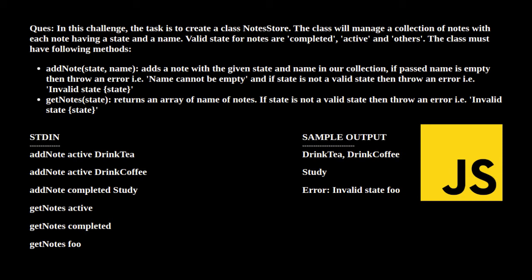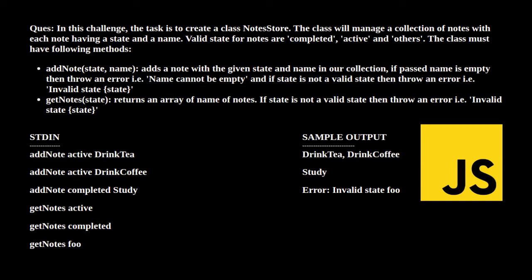Okay, let's see the input and output. The input is, first we have called the addNode function and passed state as active and name as drink tea. Second, we have passed state as active and name as drink coffee. And third, we have passed state as completed and name as study.